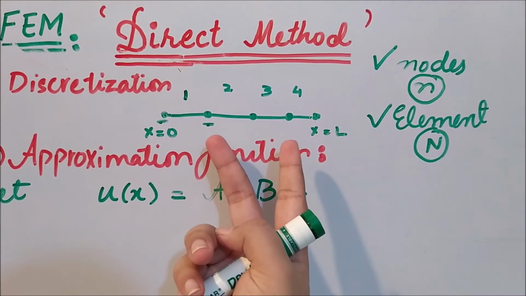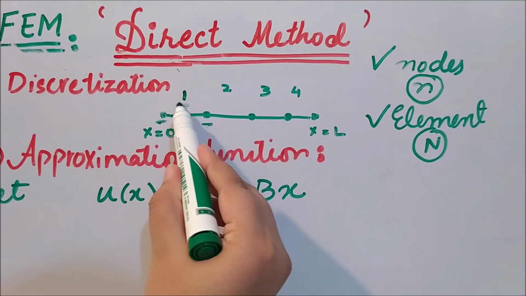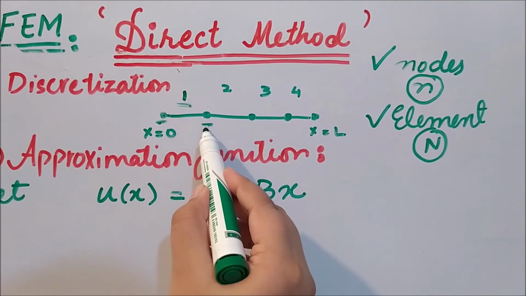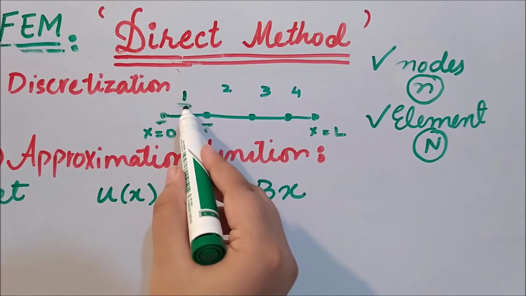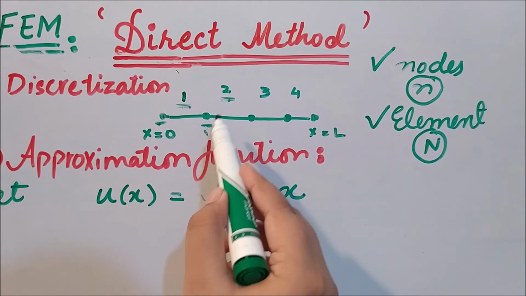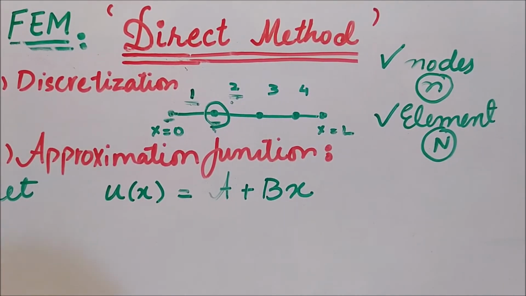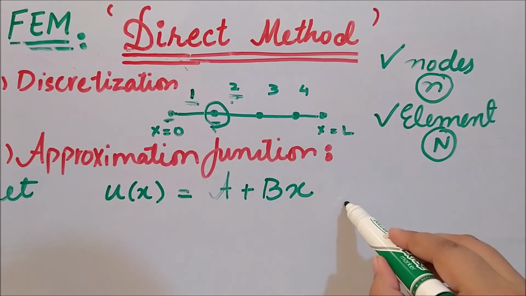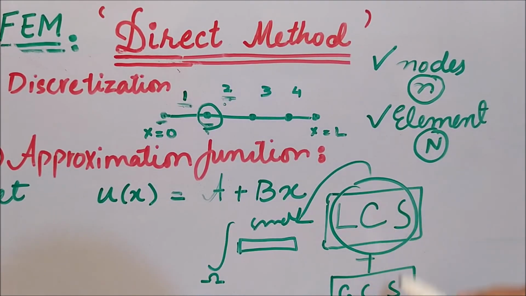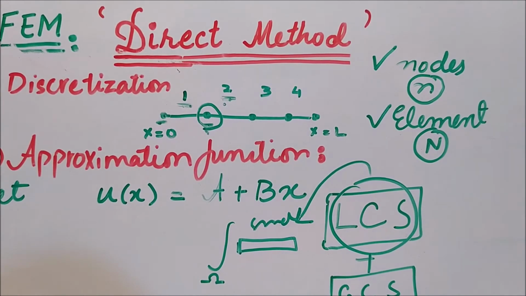When we are seeing this bar, the value at node 2 of element 1 should be equal to node 1 of element 2. And why is this property important? Because at each level we will be talking in the local coordinate system. Combining both coordinate systems, the continuity is the key to bind them together. So that is why this property is very important.